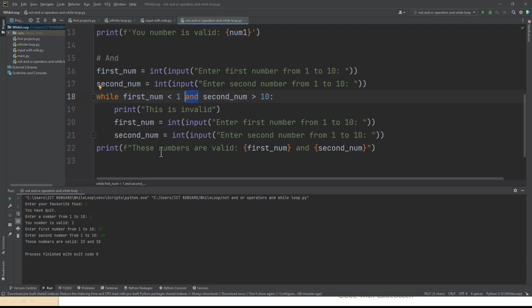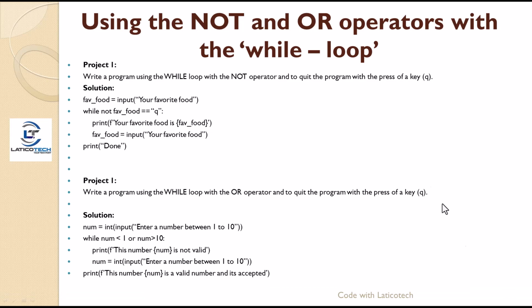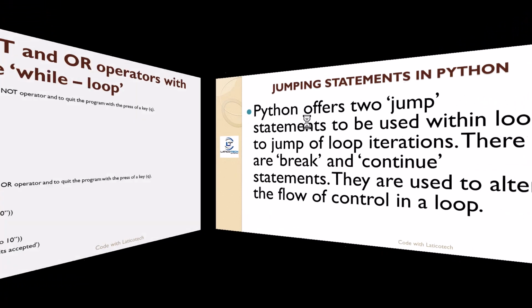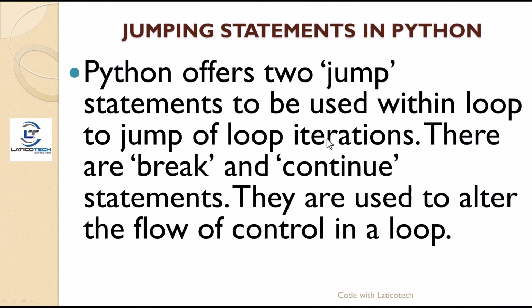All right, so this is how to use the OR within a while loop. Now our next topic is on the jump statement within the while loop. We use this one when we're dealing with the for loop. So a jump statement, what do you call it? Python offers two jump statements to be used within loops to jump off loop iterations. They are the break and the continue statement.